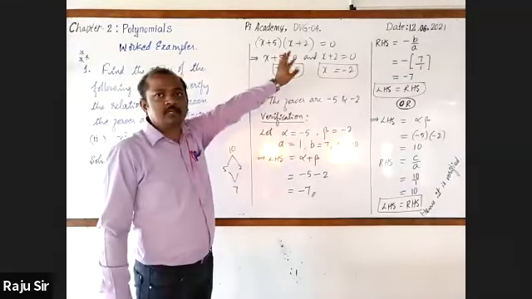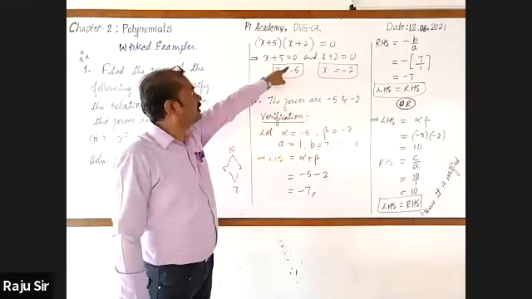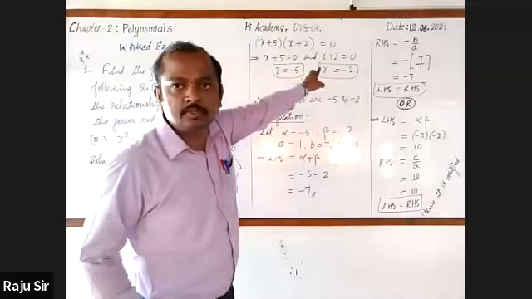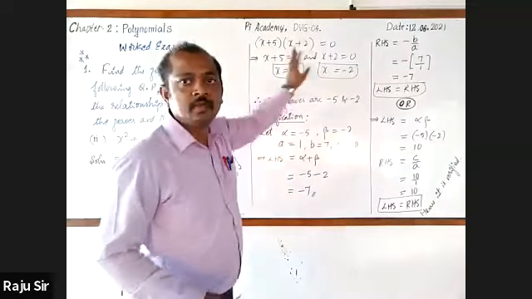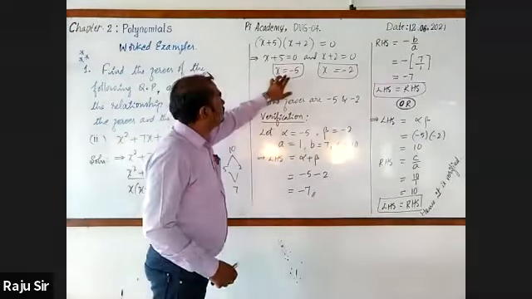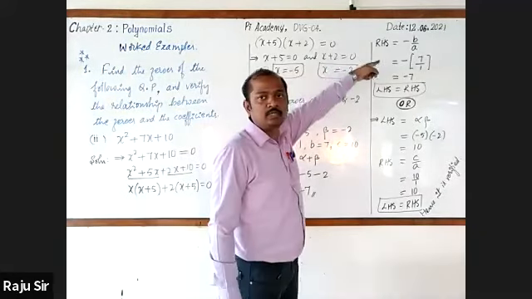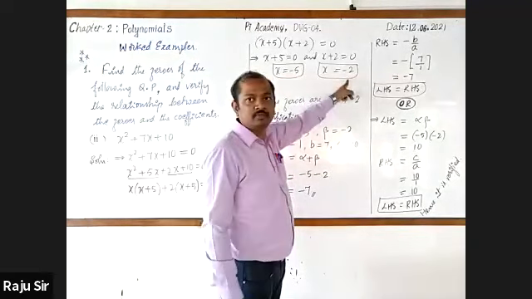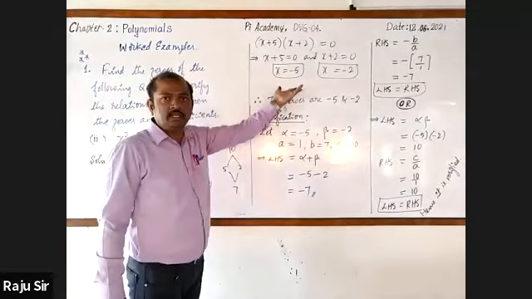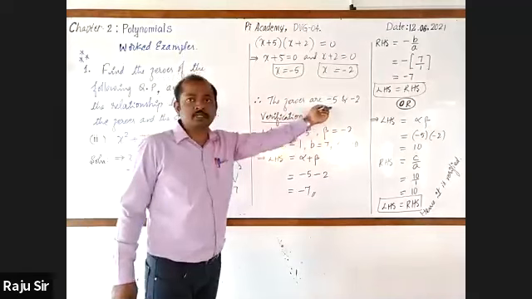Equate each term to 0. x plus 5 equal to 0, then x plus 2 equal to 0. Next, x equal to minus 5. And similarly here, transfer 2 to the right hand side, x equal to minus 2. These are the zeros. We have written that conclusion.